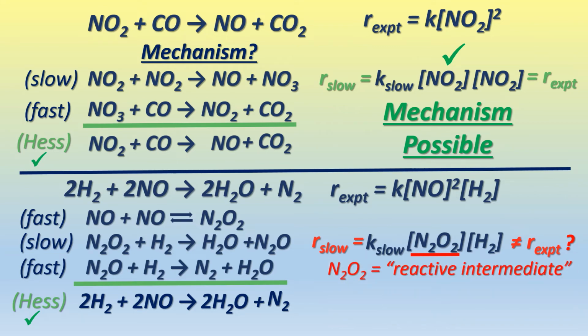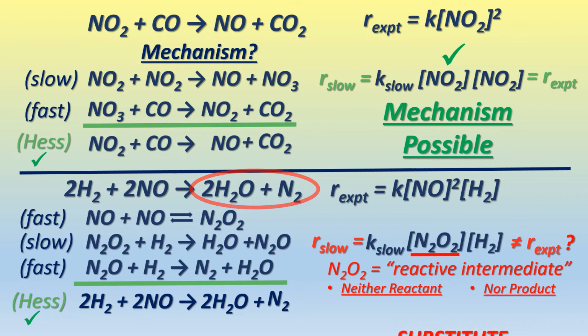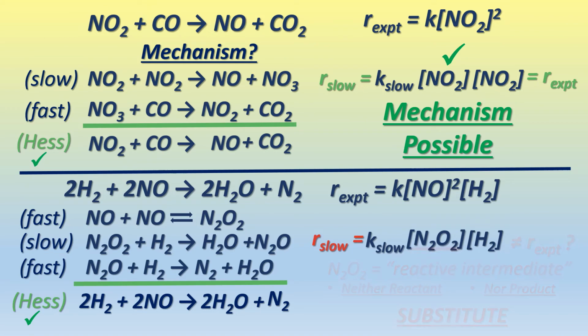How do you determine a reactive intermediate? It's as follows. You look at the original overall reaction, and you find out it's not on the reactant side, and it's also not on the product side. Therefore, it has to be something that is intermediate, something that forms above the arrow. Since you didn't put it into the reaction as a reactant and you didn't take it out as a product, you can't measure it, so you have to substitute for it.